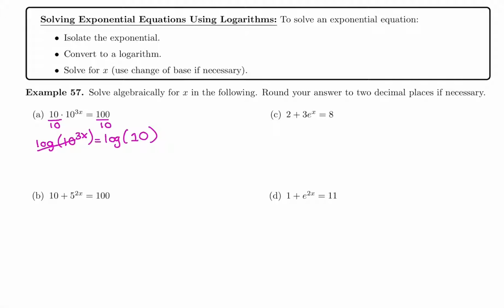So log of 10 to the 3x will cancel and we'll just have 3x. And on the other side, log base 10 of 10 is actually just going to be 1. You can even try it in your calculator if you're not sure. Log of 10 is 1. And then we just divide both sides by 3 to get x by itself. So x equals 1/3.